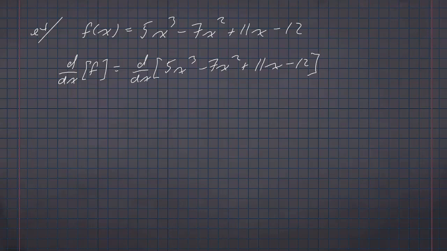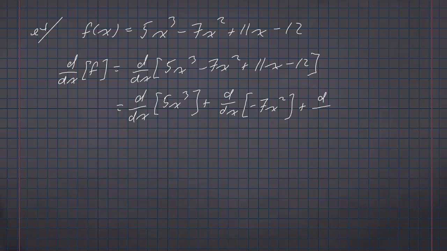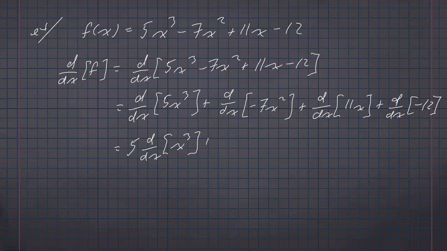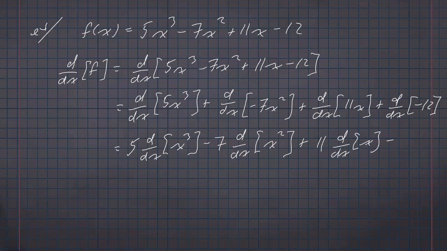And we've seen that the derivative of a sum is the sum of the derivatives. So this is the derivative of 5x cubed plus the derivative of negative 7x squared plus the derivative of 11x plus the derivative of negative 12. And of course, the derivative of a constant times a function is the constant times that derivative. So we'll have 5 times the derivative of x cubed minus 7 times the derivative of x squared plus 11 times the derivative of x minus the derivative of 12.